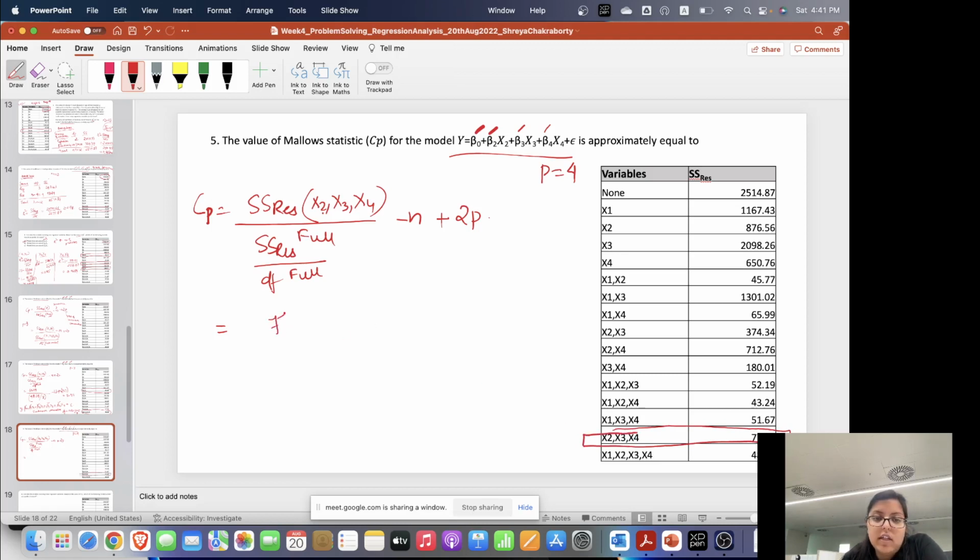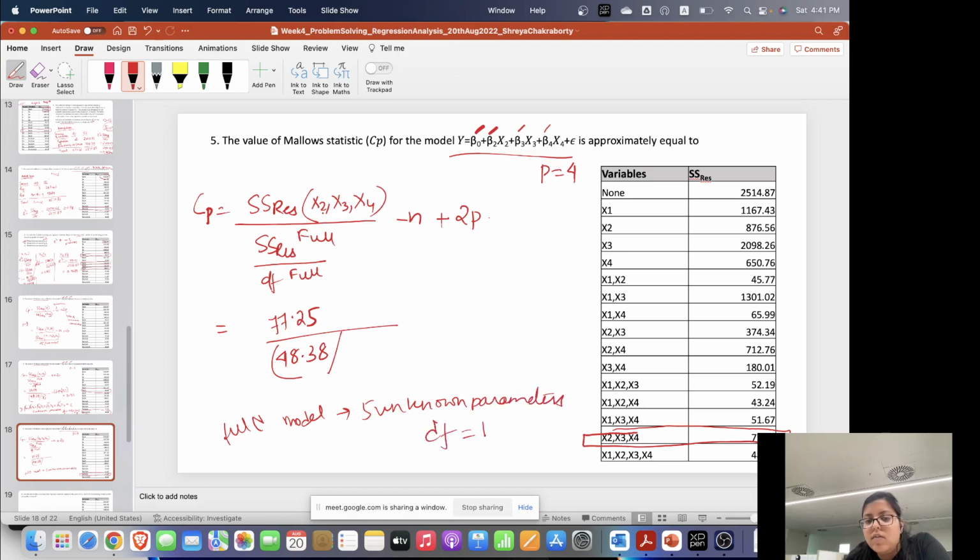We would get 77.25 divided by the full model's 48.38, divided by the full model's degrees of freedom. As I was saying, the full model has 5 unknown parameters and the DF we calculated was 13 minus 5, 8. So this one minus 13 plus 2 into 4. If we calculate this entire thing, we would get our Cp to be close to 7.77.